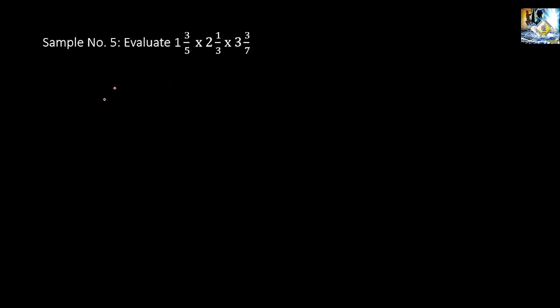So example number 5, we have mixed numbers again. Okay, so mixed numbers must always be expressed in improper fraction form before we proceed to multiplication. Okay, so before we start, okay, what you can see is another process in cancelling. So we have 1 and 3 over 5 times 2 and 1/3 times 3 over 7.